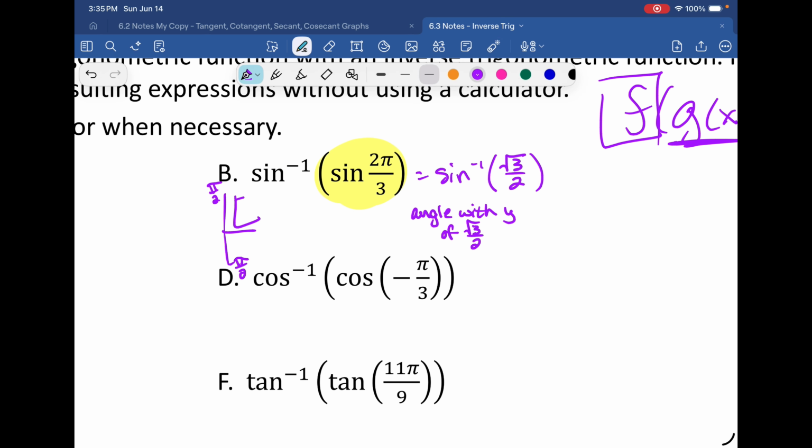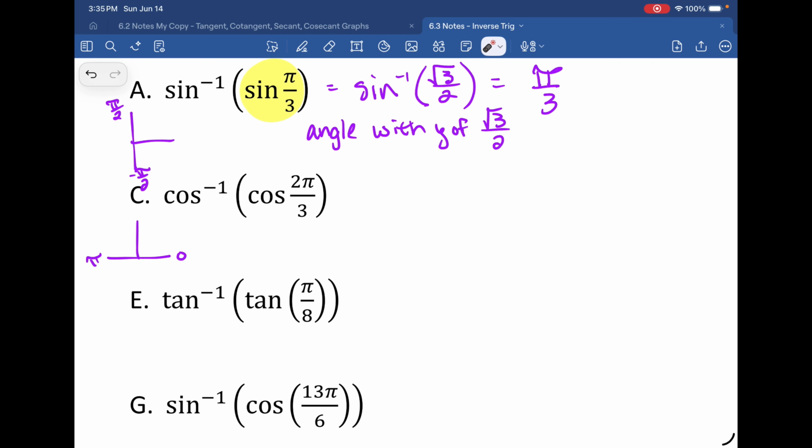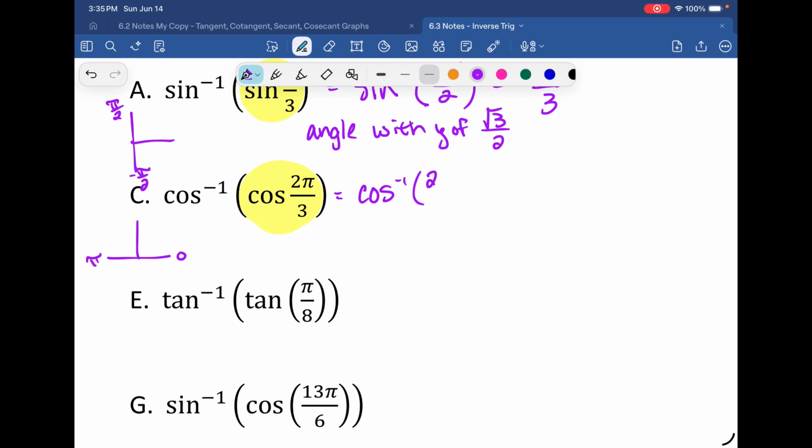Inverse cosine is from 0 to pi. So I'm going to ask myself, this is the cosine of 2pi/3. Cosine is negative in quadrant 2. The cosine of 2pi/3 is negative 1/2. So now I'm asking for an angle with an x of negative 1/2. Cosine's negative in that quadrant, so that's going to be 2pi/3.